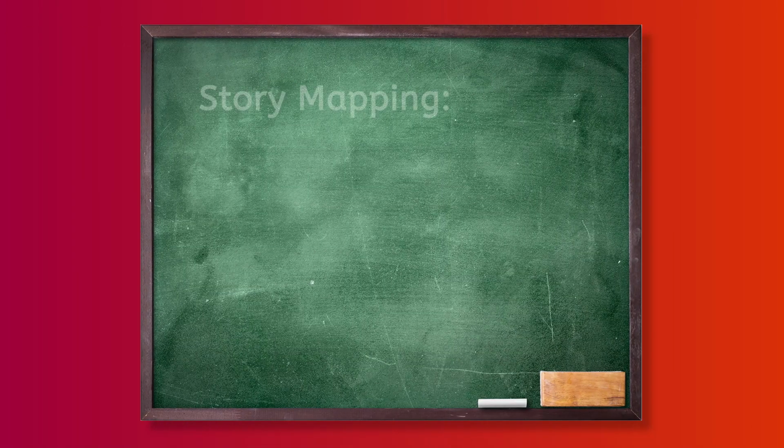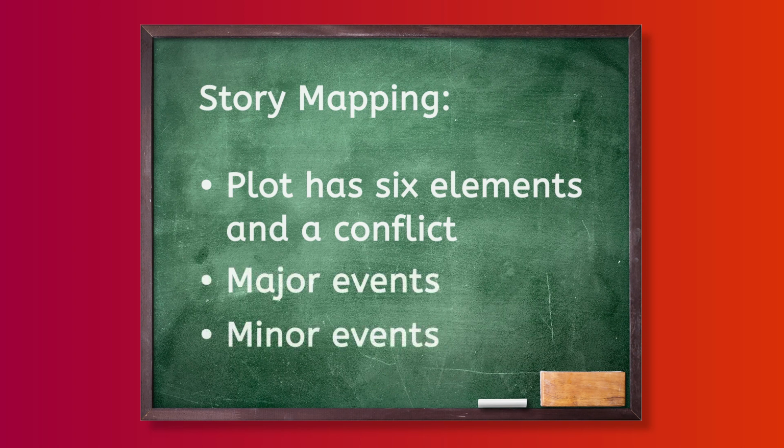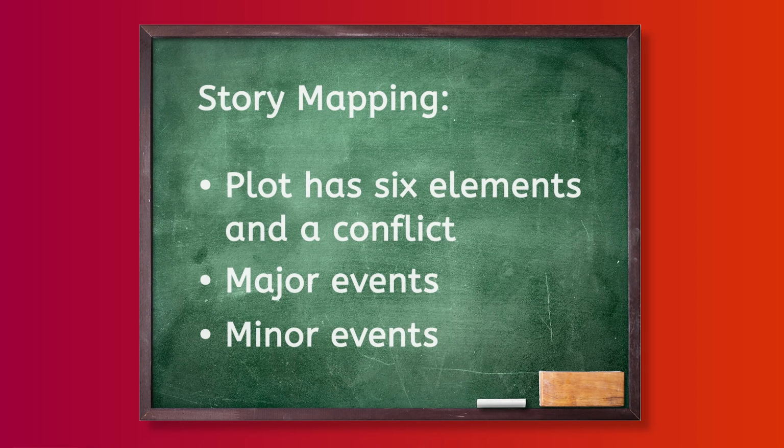Remember, story mapping helps us explore a story's plot in more detail. A plot has 6 elements as well as a conflict that unfolds throughout the story. As you read, something new to watch out for are the story's major and minor events. By noticing the types of events in your novel's plot, you'll be able to understand the story's depth, track character development, and more accurately predict the story's outcome. These events, whether major or minor, help to shape the entire narrative and your perception of it.